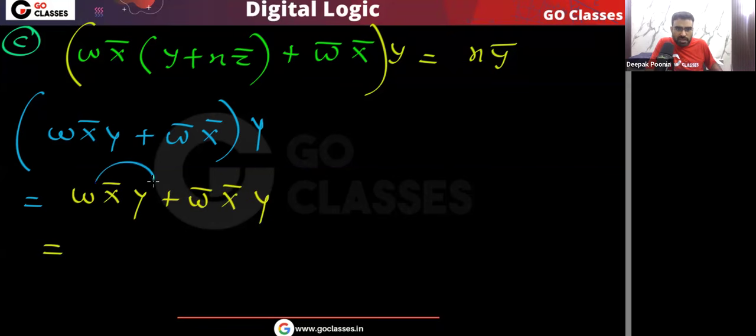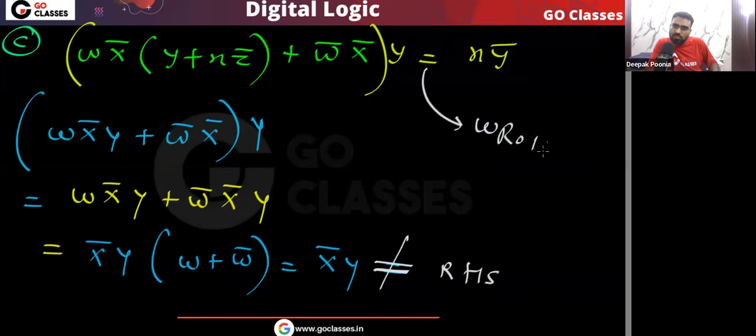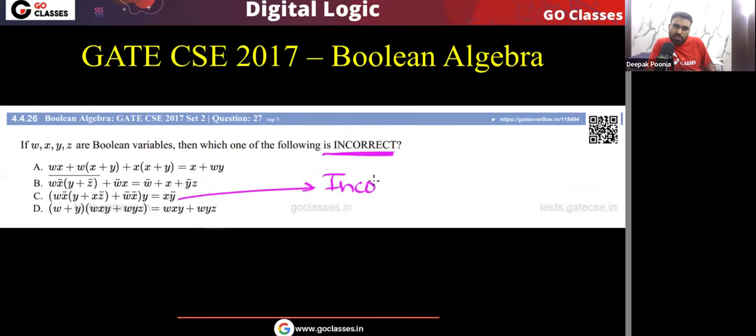Now notice this x bar Y, I can take it out. Inside I will get W or W bar, that will be 1. So that is basically x bar Y, and that is not same as RHS. Yes or no? That is not same as RHS. So remember, actually this is wrong. So we found that option C is actually incorrect. The question was asking for incorrect, and yes, option C is actually incorrect. So the answer for this question will be option C.